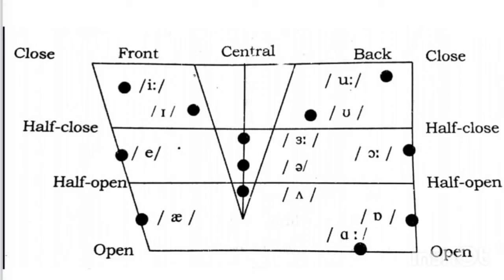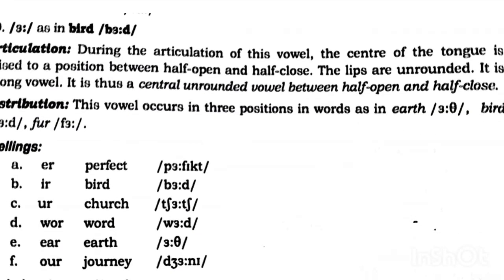See, this is half open and this is half close, and see, this is where it is situated. So that is why it is called a vowel between half open and half close. The lips are unrounded. See, bird, the lips are unrounded. It is a long vowel. It is thus a central unrounded vowel between half open and half close.